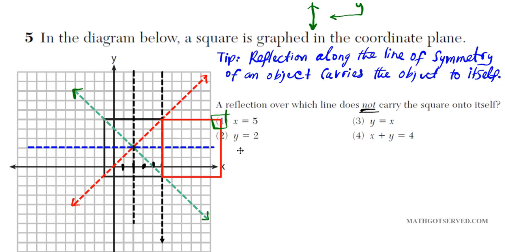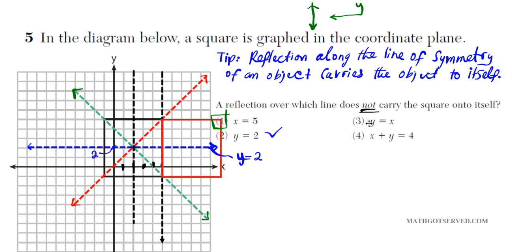Okay? Now, I just want to go over these other options here just to make sure you really understand what's going on here. The line y equals 2 is a horizontal line that intersects the y-axis at 2. Okay? So look at this right here. That's 2 right there. What is the equation of this horizontal line? The equation of this horizontal line is y equals 2. It is a line of symmetry. So what does that mean? It means that if you reflect along this line, this square will be carried onto itself. Okay? So because it's a line of symmetry.